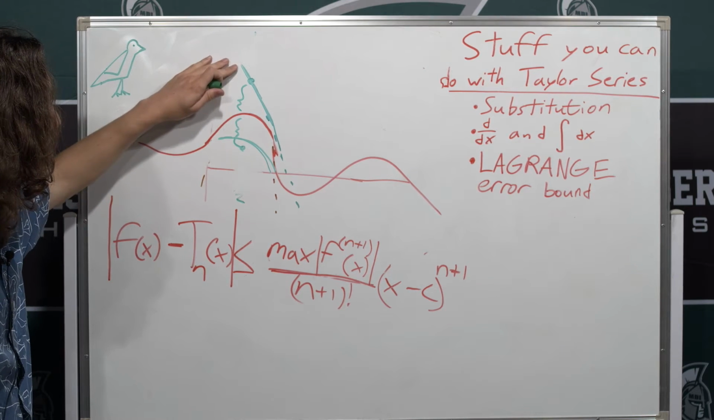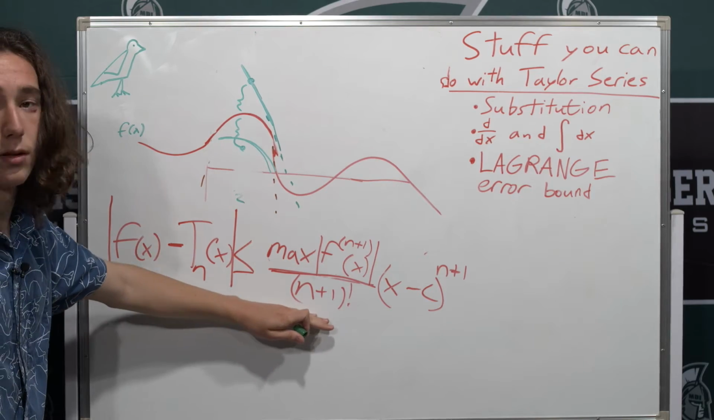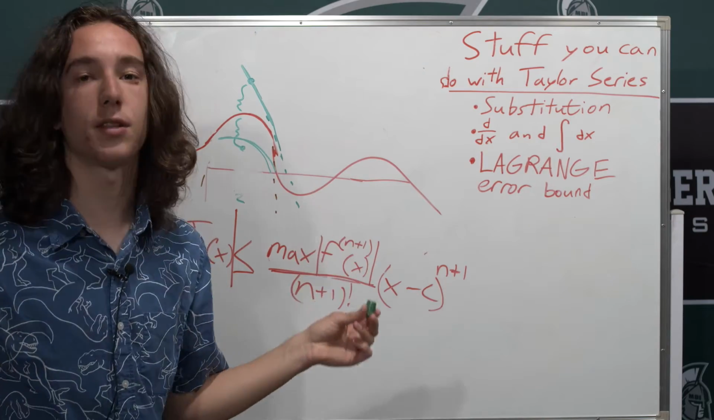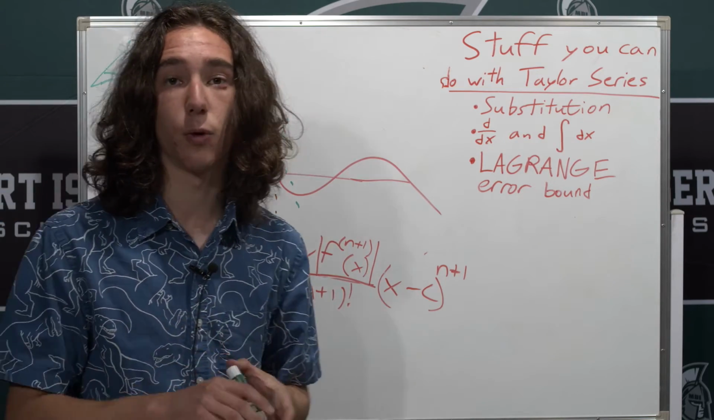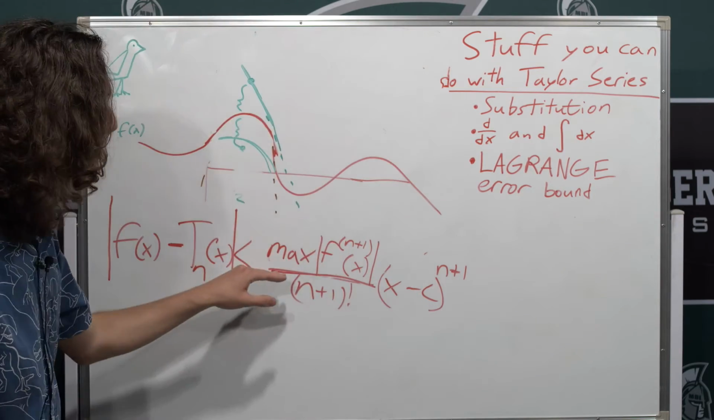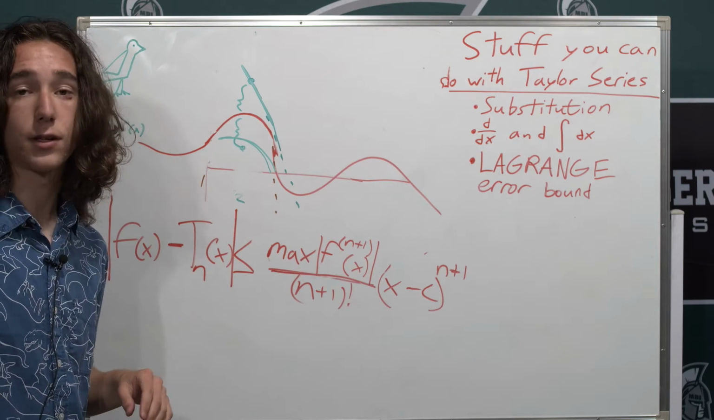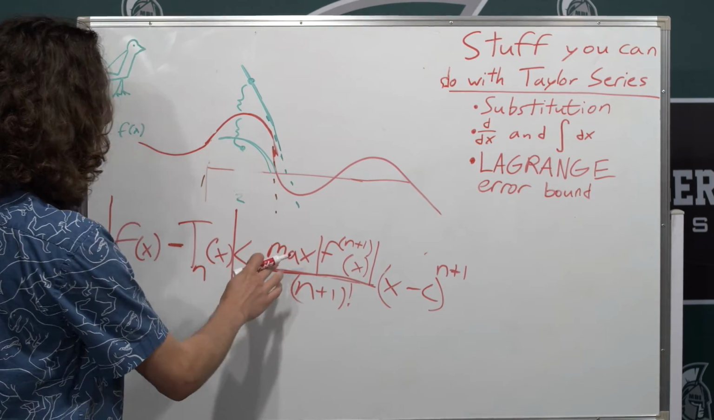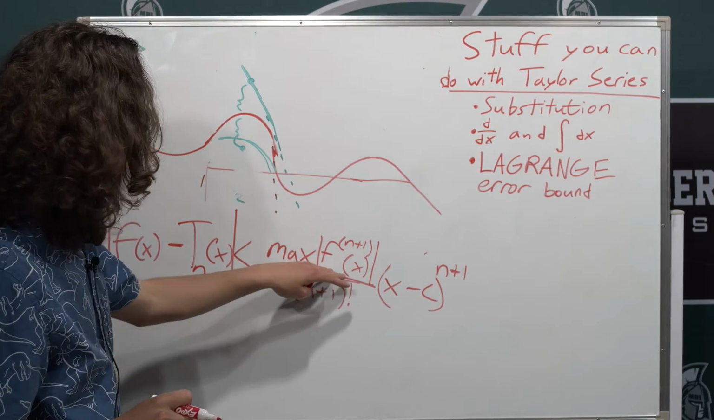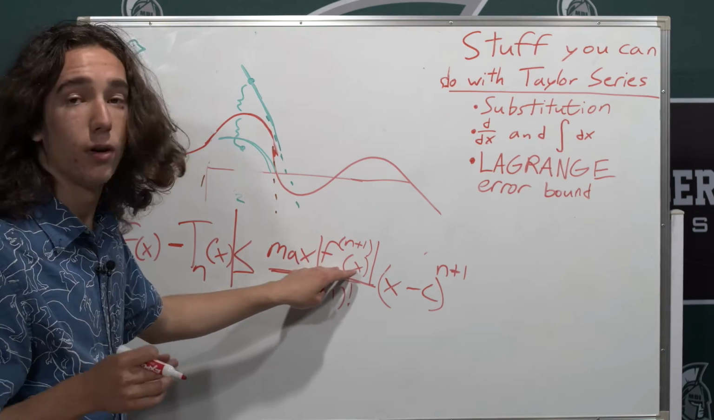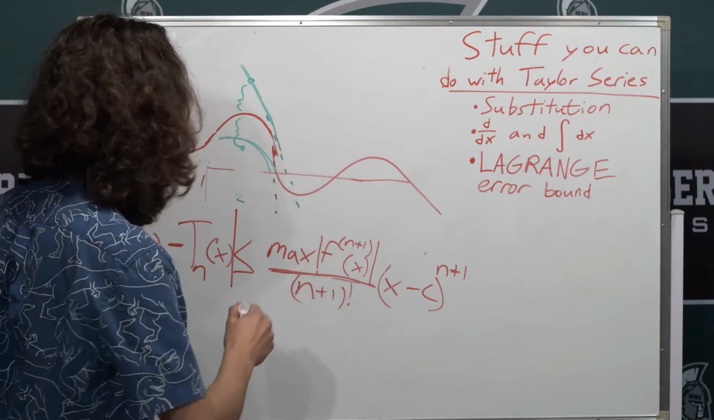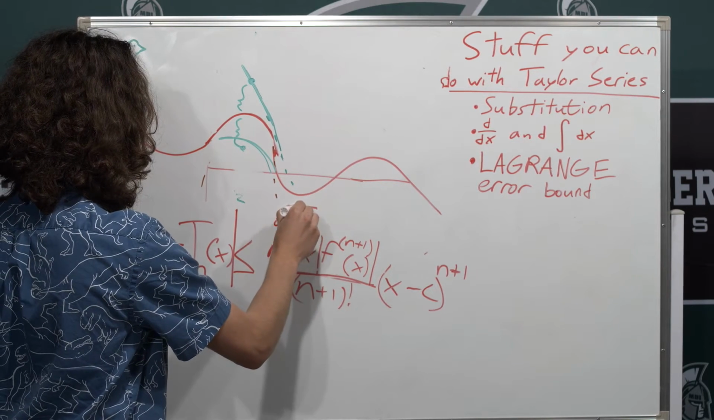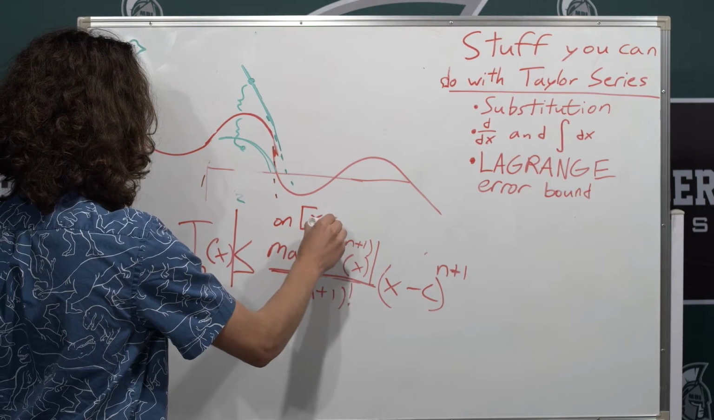So this next term here is the error bound. It is the most we could possibly be off by. We know that we are closer than the maximum of our next term. And importantly, it's the maximum on a range. It's not the maximum of this derivative on its entire domain. It's the maximum on x to c.